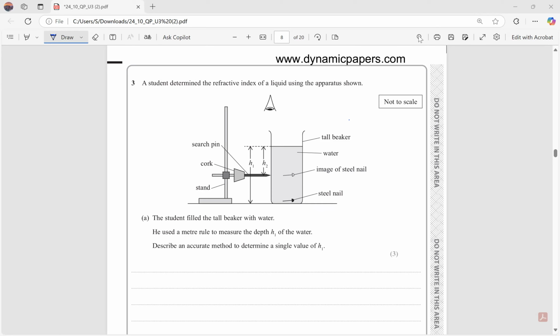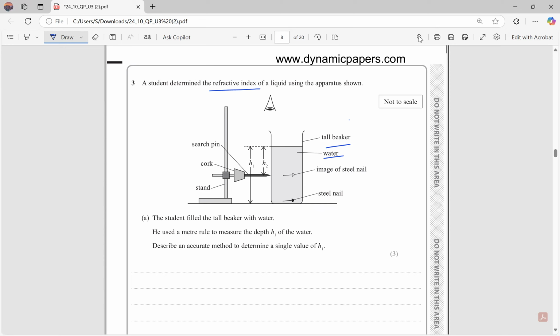Okay, so a liquid's refractive index is being measured. There is water in a tall beaker. There is a stand, there is a pin, there is a cork, a steel nail, and the image of a steel nail. So the student filled the tall beaker with water, and we have to say what's an accurate method, not just a method, an accurate method to determine a single value of H1. H1 is the height, this height. We have to measure this height.